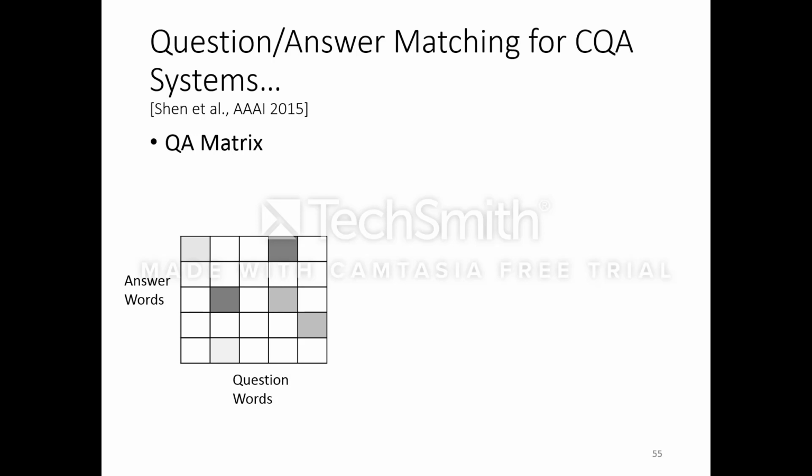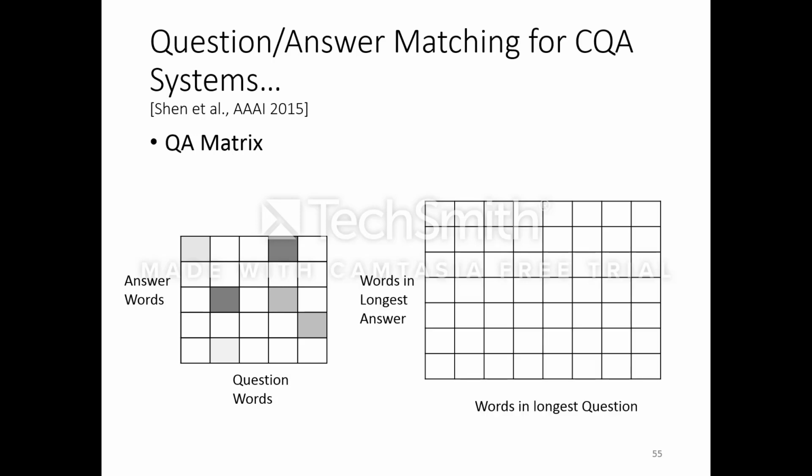To put them all on the same footing, what they do is they take the words in the longest answer and the words in the longest question, and if your matrix is much smaller than that, you put it at the top left corner and tile it in such a way that you fill up all the elements, right? So what you get is a matrix of n by m, where n is the words in the longest answer and m is the words in the longest question. And that is a matrix representation of your question answer pair.